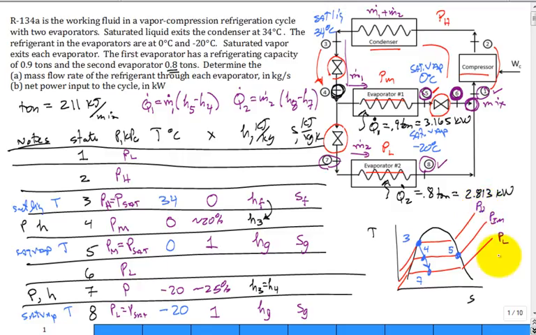So where is it going to end up? At that low pressure. Will it be superheated? Will it be saturated vapor? Will it be two-phase liquid vapor mixture? Slightly superheated. So it's going to come down and we'll have 6, I'm going to exaggerate it, but there's 6.